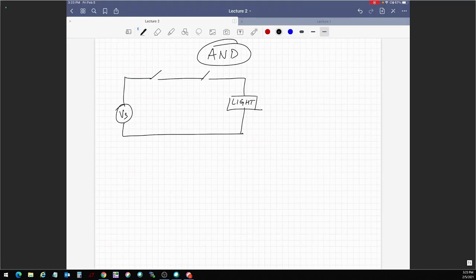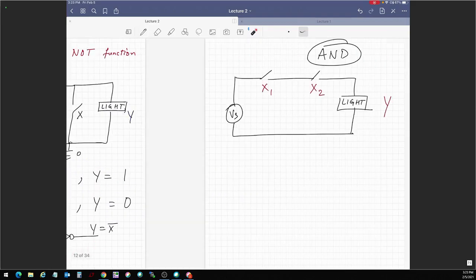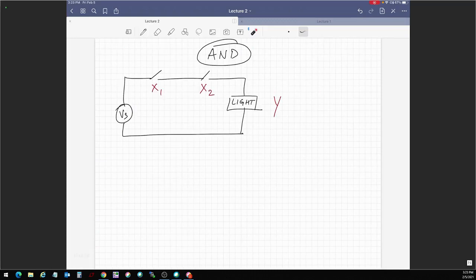And my light bulb is my output Y, and my state of the switch is X1, and state of the second switch is X2, and this gives me, right, both switches have to be on in order for the light bulb to be on. I'm still using the same mapping, right? Switch open means X0, switch closed means X1, light off means Y0, light on means Y1. So it's the same mapping. So that is your model of AND.